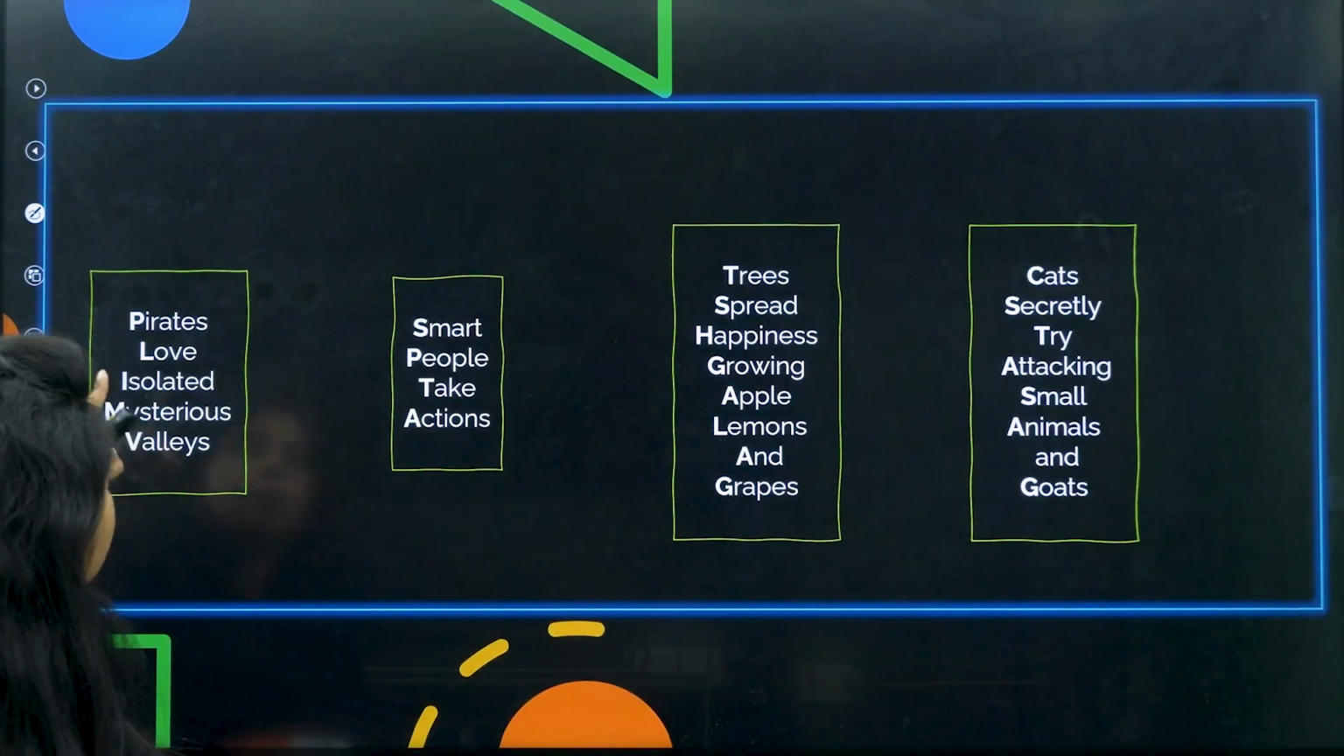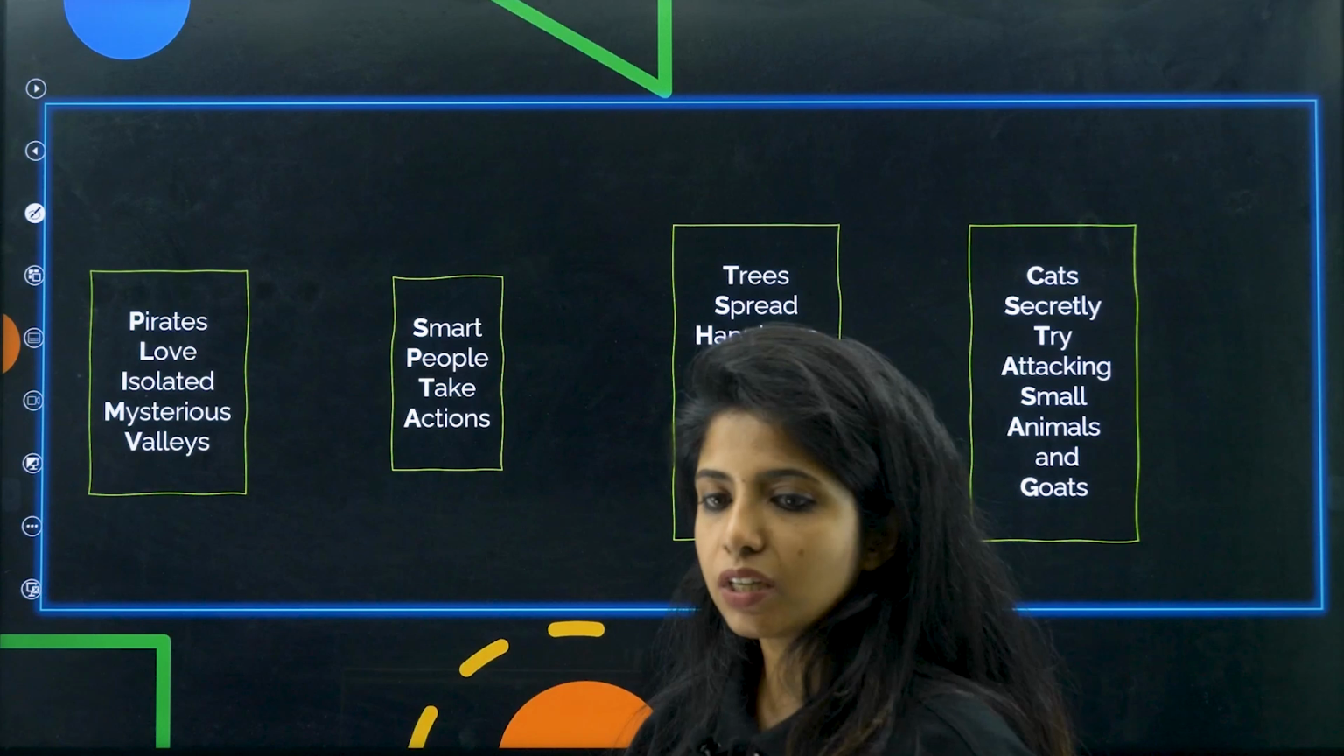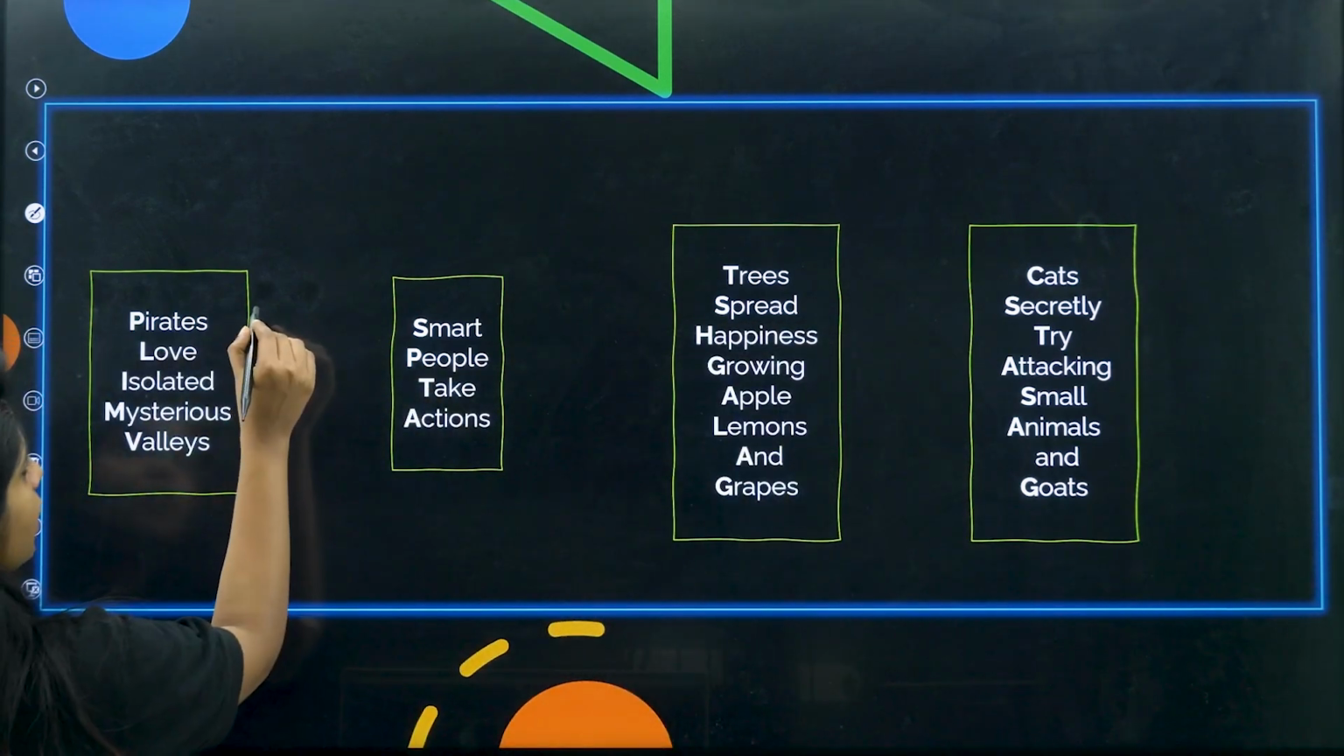Now we have a trick: Pirates love isolated mysterious valley. Pirates, they love isolated mysterious valley, where P stands for what, children? Phenylalanine.